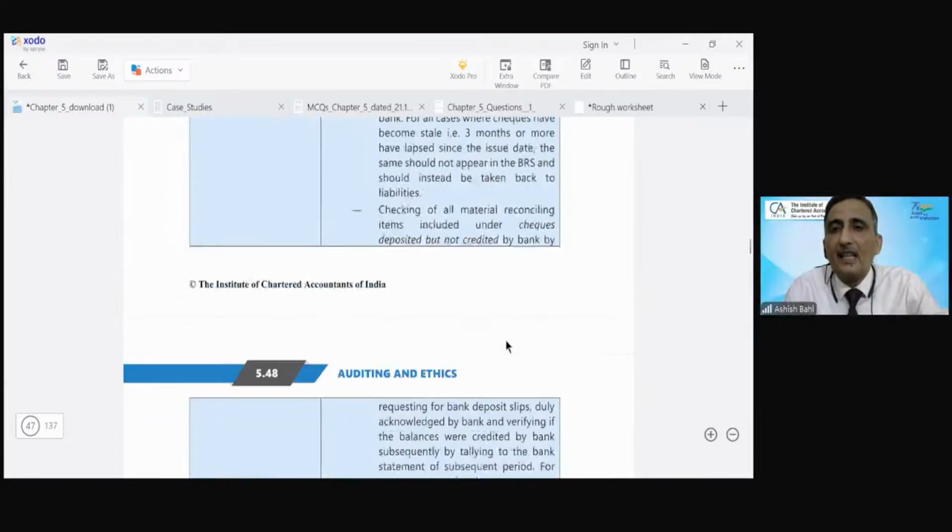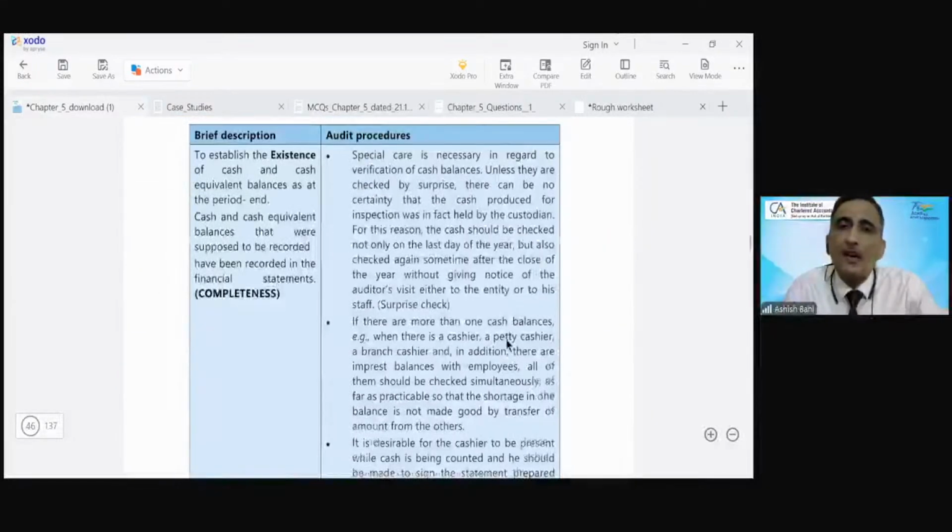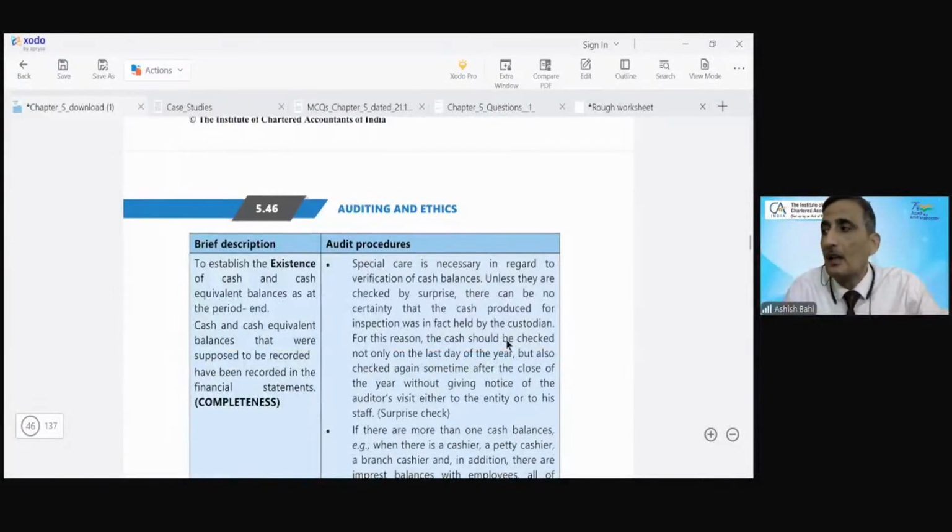So these are the procedures which an auditor has to perform to verify the existence, completeness, and valuation assertions. And you have to remember the disclosure requirements as per Schedule 3. Anyway, you would be remembering all the requirements of Schedule 3 to the Companies Act. That is the foremost thing I told you at the beginning.